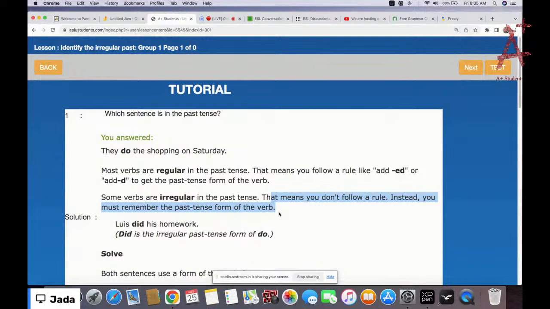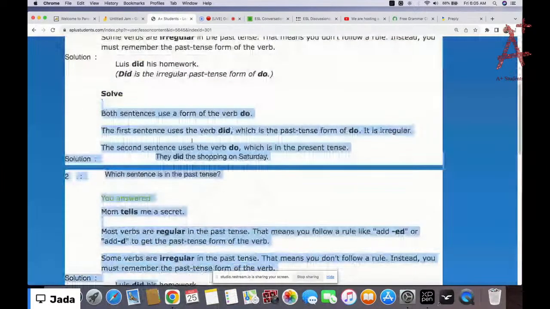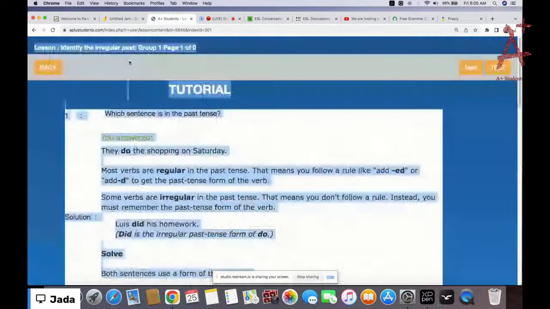Okay, so we have, Liz did his homework. Did is the irregular past tense form of do. You see, it doesn't say do with ed. No, it says did. So that's it for the irregular past tense. You don't have to add ed to them.